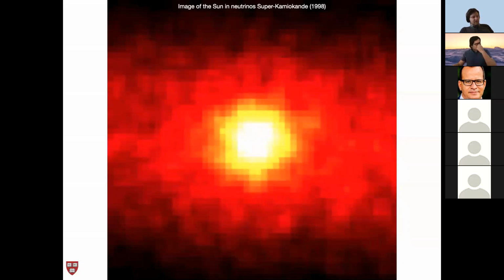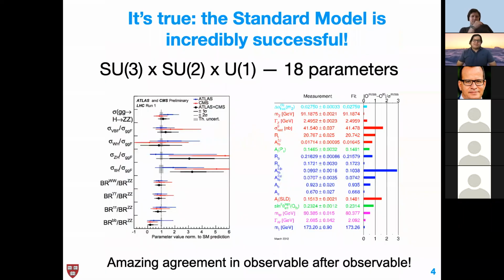So why do I keep saying that I expect things to go wrong and for us to see something that is unexpected? First I should admit that our theory of particle physics, the standard model, is an incredibly successful theory. It's built upon this gauge structure, SU(3), SU(2), U(1) symmetry, has these 18 parameters, and it has an amazing agreement in observable after observable.